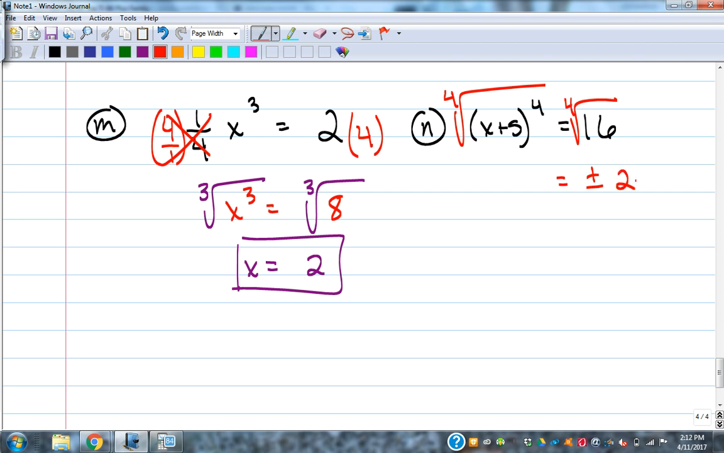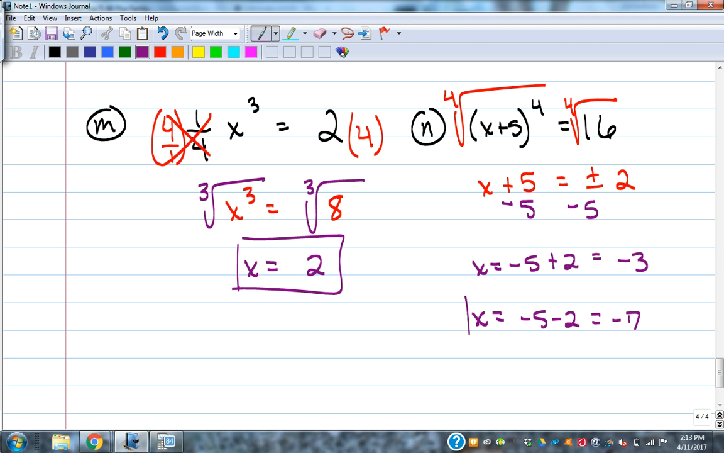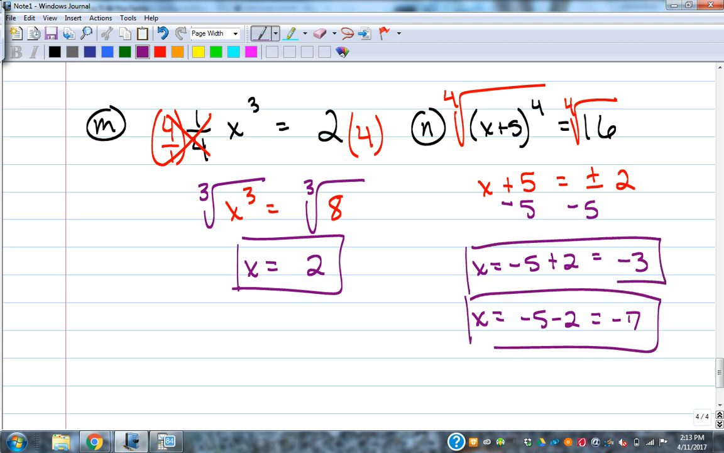It's 2. So we have x plus 5 is equal to plus or minus 2. So we set up, well, hey, let's just go ahead and solve it from there. Minus 5. So x equals negative 5 plus 2, and x equals negative 5 minus 2. It'd be negative 3, be negative 7. Works out to be 2 nice numbers for that particular problem.